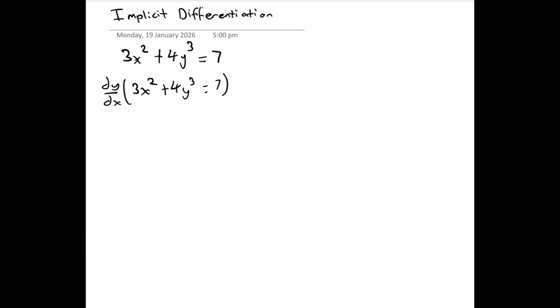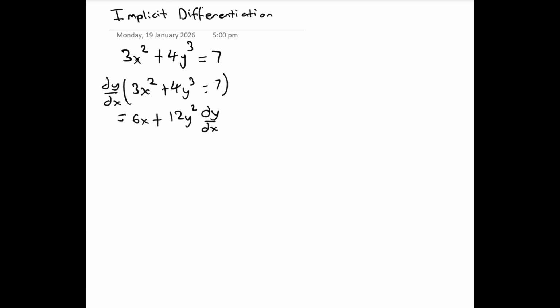So I'll carry this out right now. 3x squared will be as normal because it's the x variable, so that will become 6x. Now for the y term, we start out by doing it normally with the power rule, so that would be 12y squared, but on the end of it, we multiply by dy/dx. This is what you do if you're differentiating a function that is different to the one you're doing it with respect to.